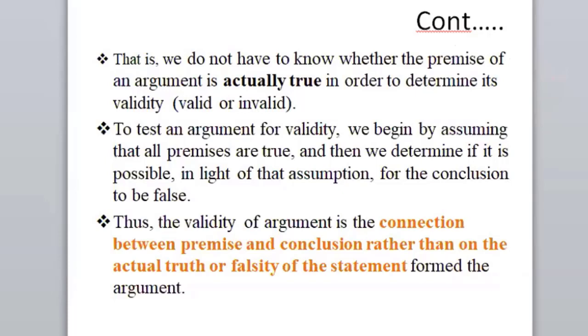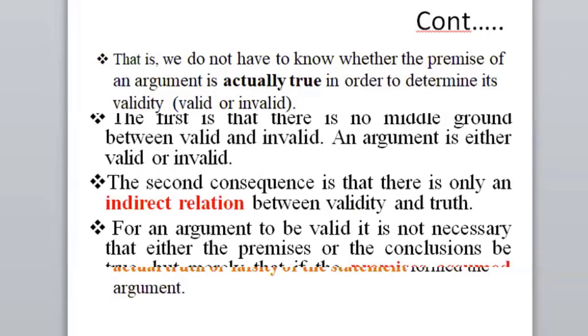That is, we do not have to know whether the premises of an argument are actually true in order to determine its validity. The validity can be valid and invalid, so you are not supposed to actually determine its truth value. You can argue by taking assumptions under consideration. If the first two premises are true, you can say like this.